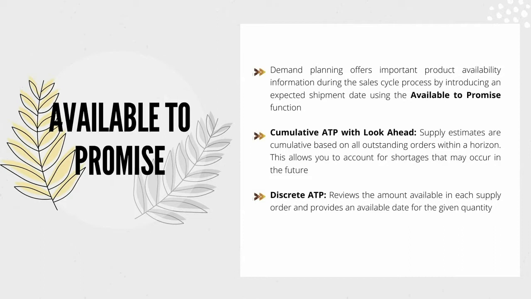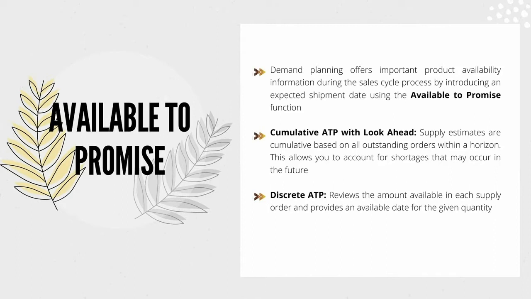Or the second option is discrete available to promise. The discrete ATP method reviews the amount of inventory available in each supply order and provides an available date for the given quantity. So these supply calculations are based on future dated non-posting transactions, such as purchase orders, sales orders, and work orders. These supply calculations offer added visibility for both purchasing and sales departments into the projected ship date of goods during the ordering process. It allows the user to check item availability based on open or outstanding supply type orders, as well as demand-based orders.